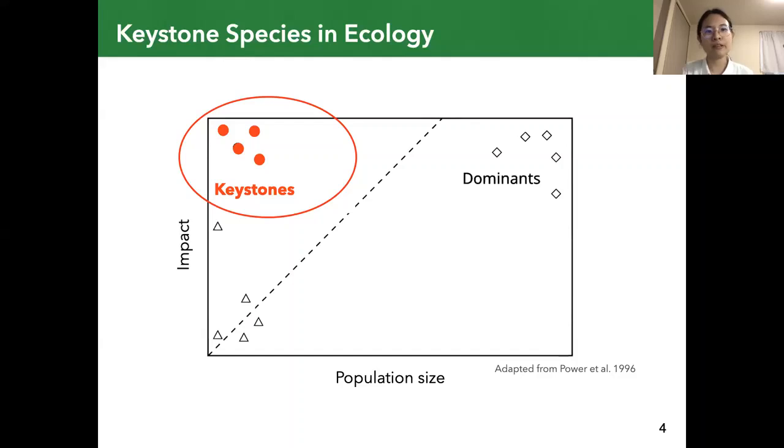One of the important concepts in biological ecosystems is keystone species. Keystone species is defined as a species that has a large impact on the ecosystem when it is removed, even if its population size is small.